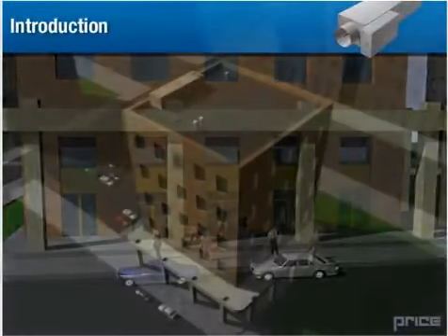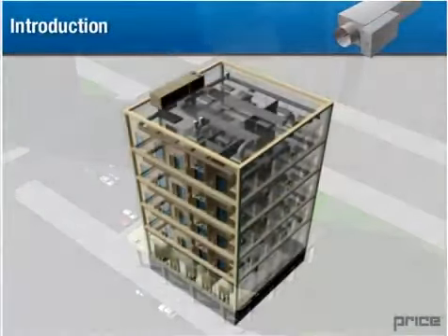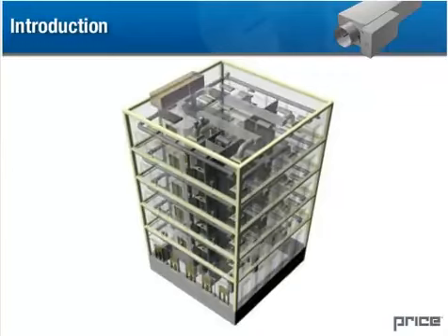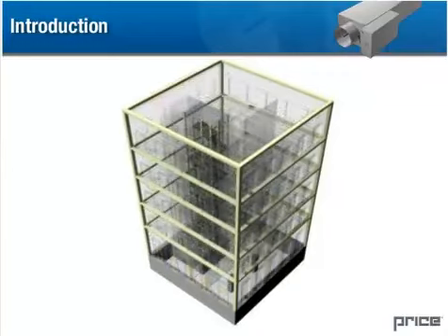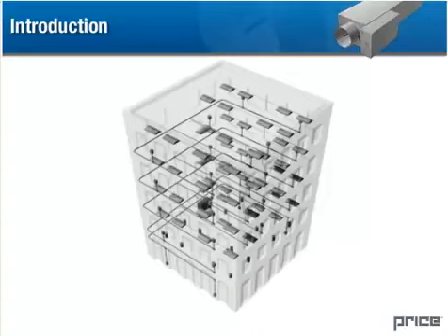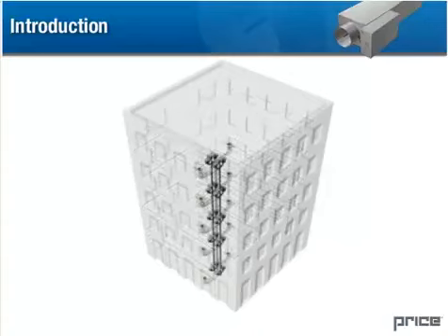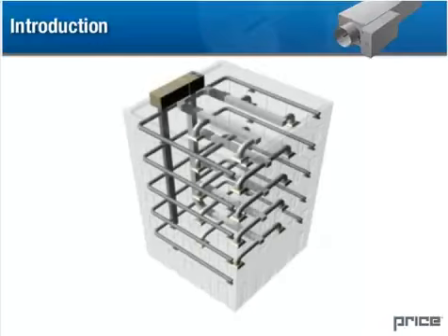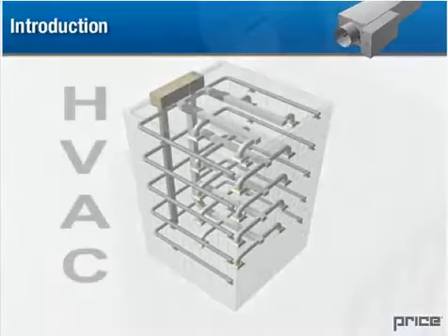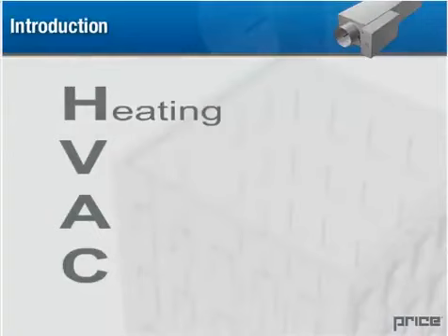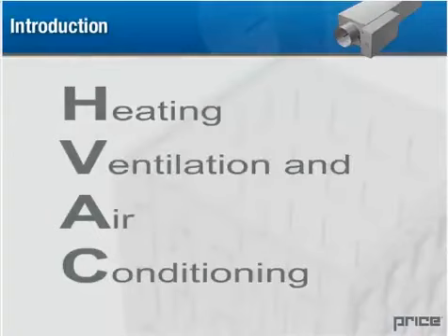The modern commercial or office building consists of many sophisticated systems. These systems include foundation and support structures, electrical and lighting, and plumbing and fixtures. Another major part of any building that is often taken for granted by its inhabitants is the HVAC system. HVAC stands for heating, ventilation, and air conditioning.